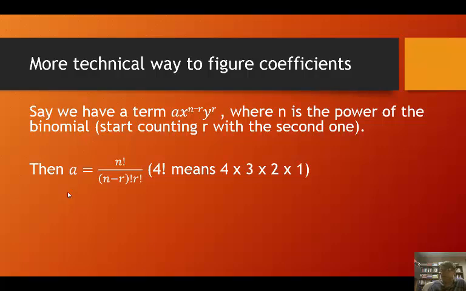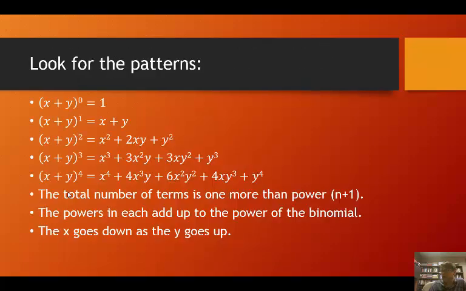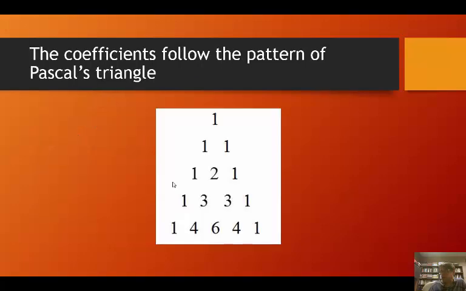And so let's say we want to figure out the coefficient. Let's say we want to figure out the third coefficient. We already know it's 6. But let's say we want to figure out the third coefficient where n equals 4 and r equals 0, 1, 2. So r equals 2. So n equals 4, r equals 2. Let's plug it in, baby.